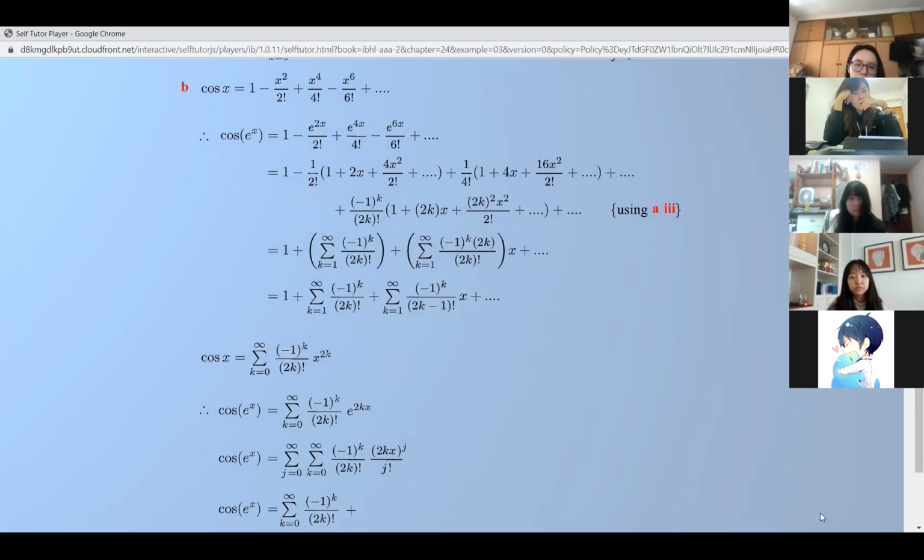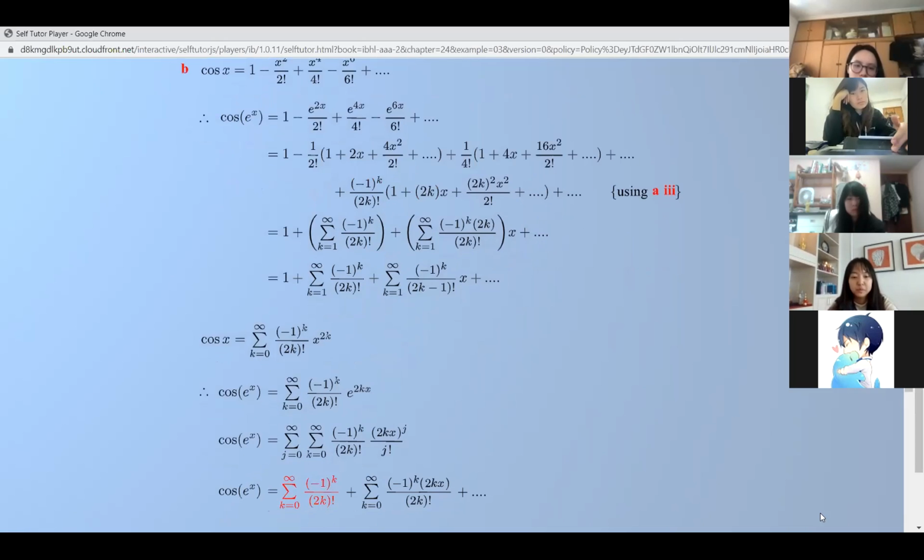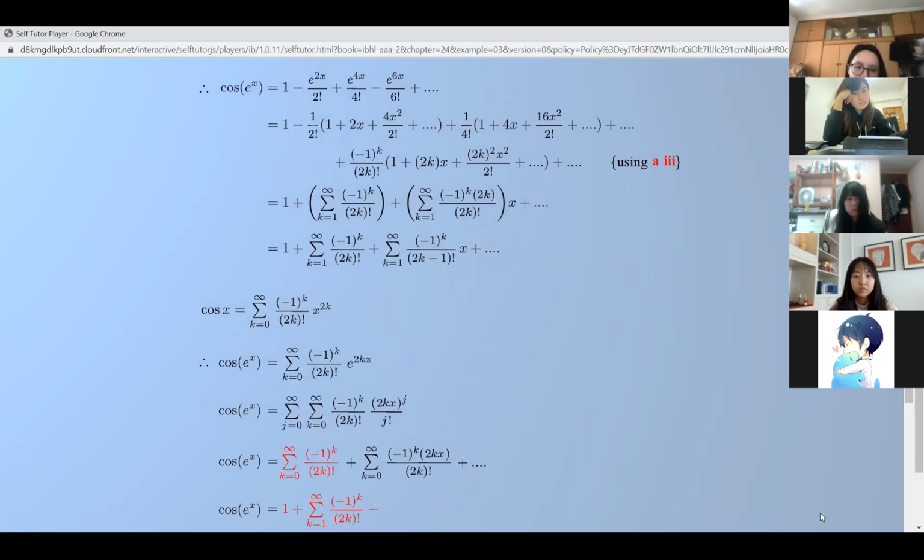The k equals 0 term from the first summation is the one we saw from the other method, and the rest of that summation is the same. We cancel 2k in the numerator and denominator of the second summation, and this matches the x term from the other method. Now look at part C.